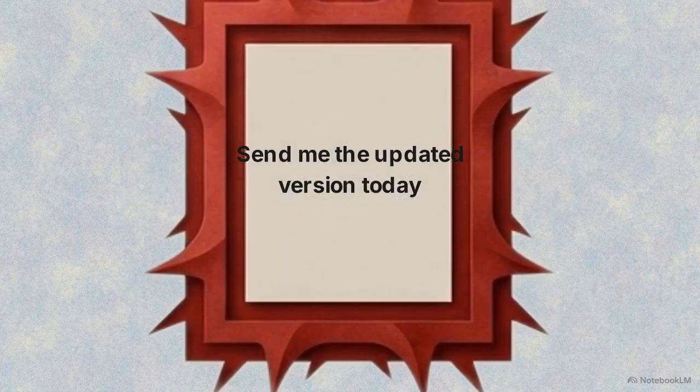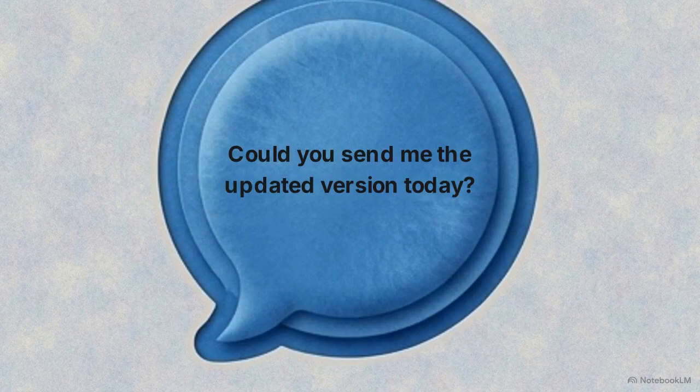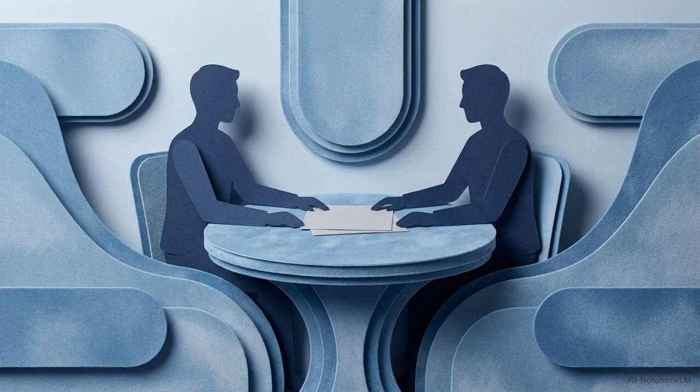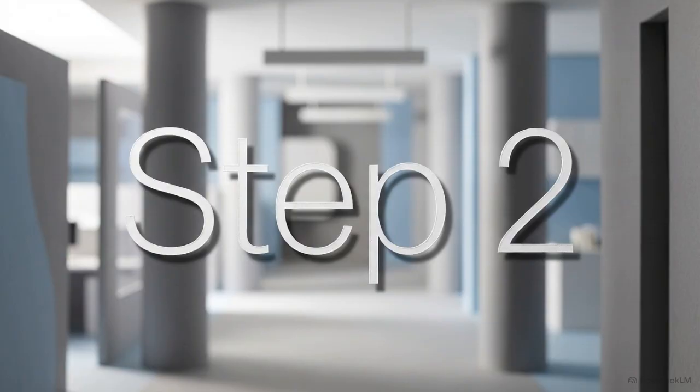Let's apply this. If your draft says, send me the updated version today, change it. Write, could you send me the updated version today? The deadline remains today, the deliverable remains the updated version. By making this single word shift, you convert a subordinate order into a peer-to-peer collaboration. Now that we've softened our instructions, let's move to step 2.